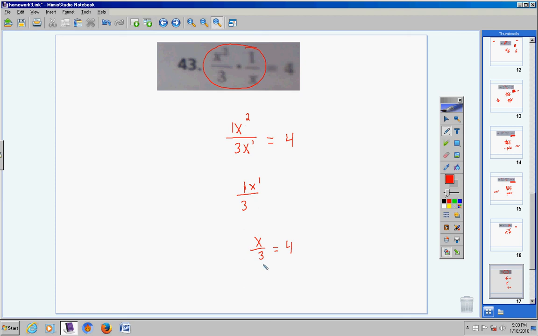Well, guys, you know what to do. What is the 3 doing to the X? Dividing. So multiply both sides by 3. Multiply this side by 3. Multiply this side by 3. These cancel. 4 times 3 is 12. I don't have the answer up here, but the answer is 12, okay? Alright, moving on to number 45.